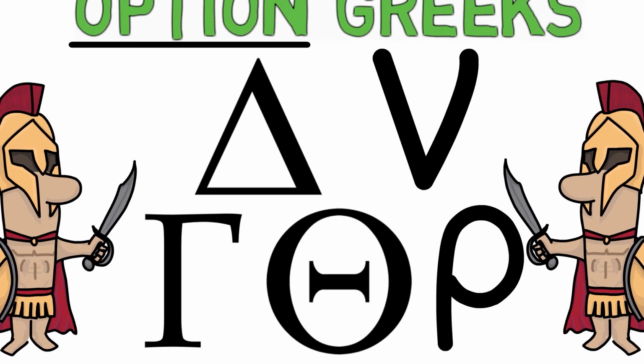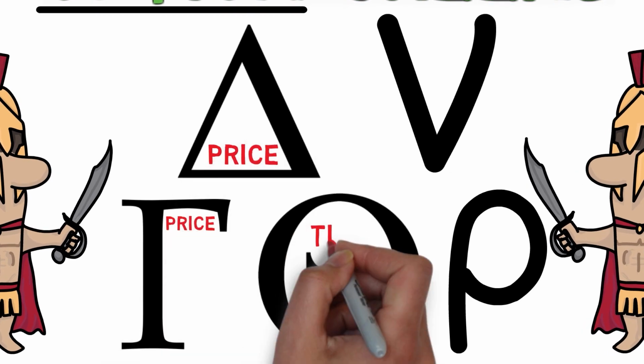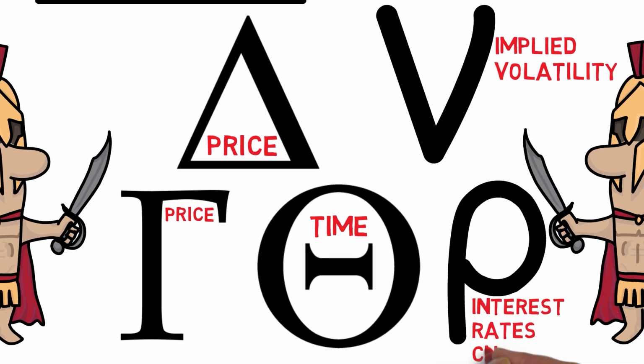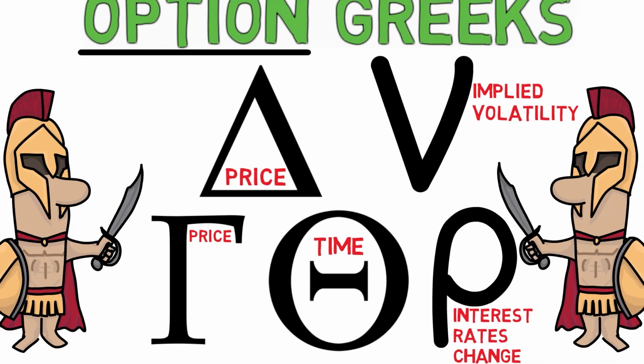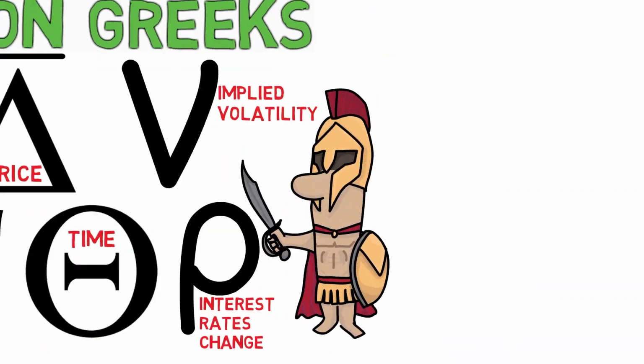Like the Greek gods, the options gods oversee certain areas, including price, time, and implied volatility. The Greeks are an essential part of options trading because they tell you how changes in certain factors can affect the price of an option. So let's get to know them.